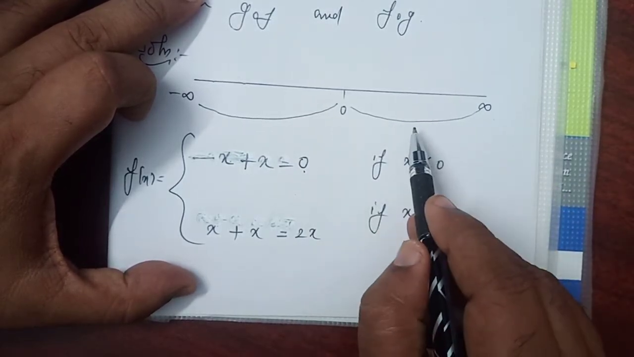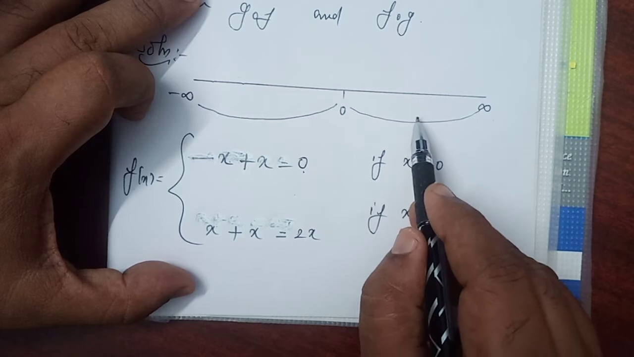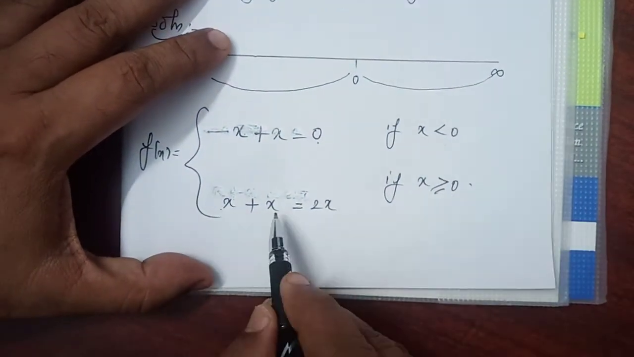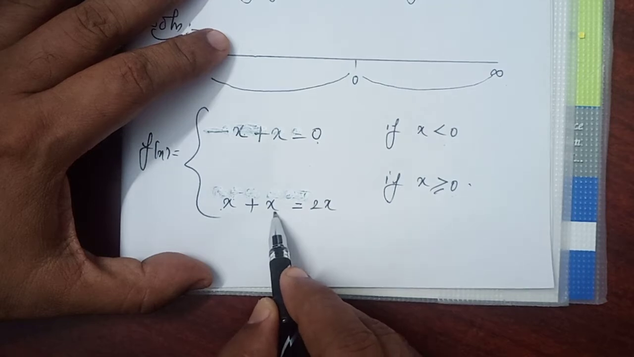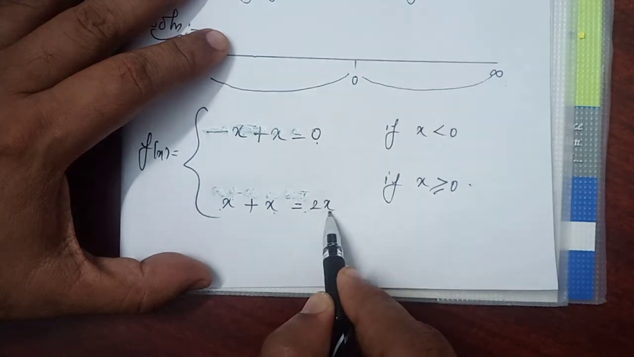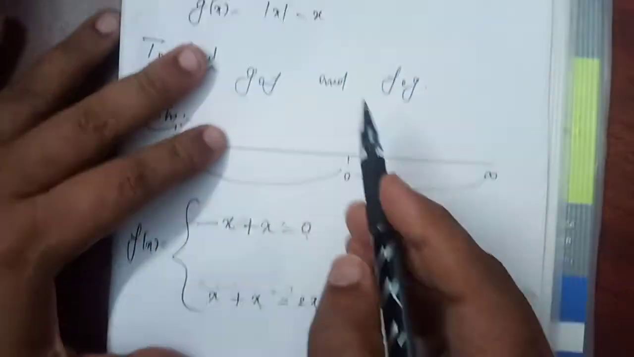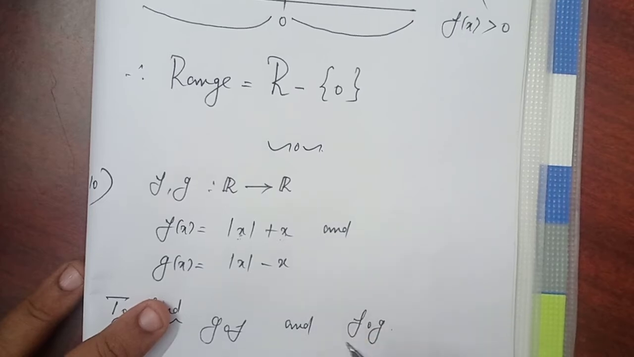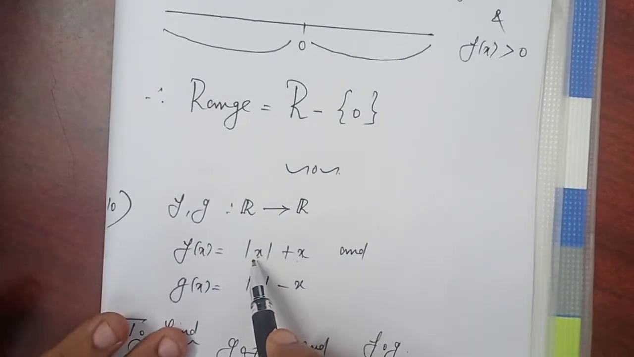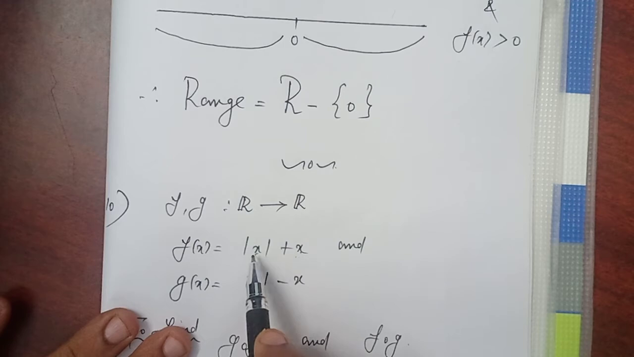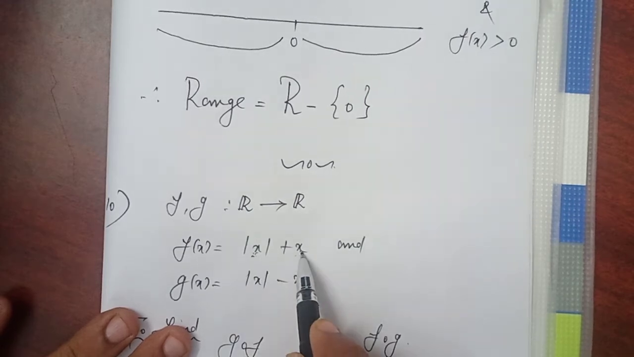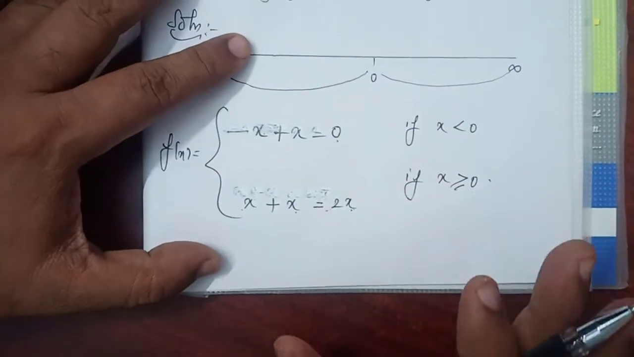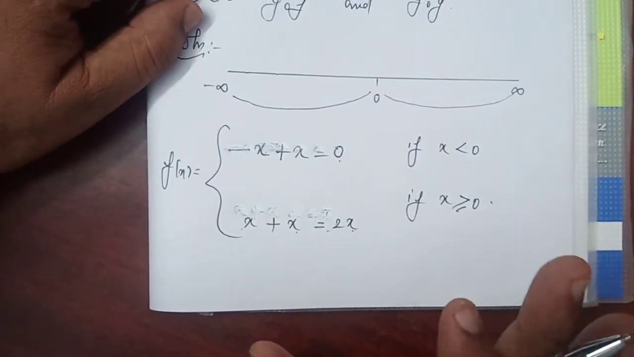Okay. Now second interval, I consider 0 to infinity. I take one number, I take number 3. 3 is a positive number, correct? Substitute x equal to 3 here. 3 plus 3, that is equal to 6. 2 into 3, that is equal to 6. Now here also we can verify. What is the value of x? 3. Modulus of 3, that is equal to 3. X value 3. 3 plus 3, that is equal to 6. Okay, understood? Like that, g of x should be redefined.